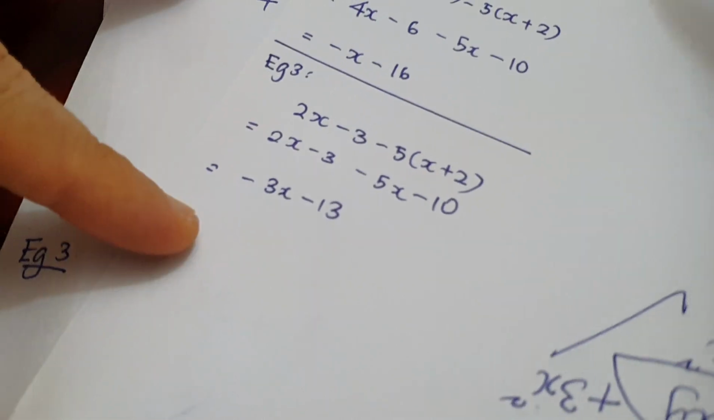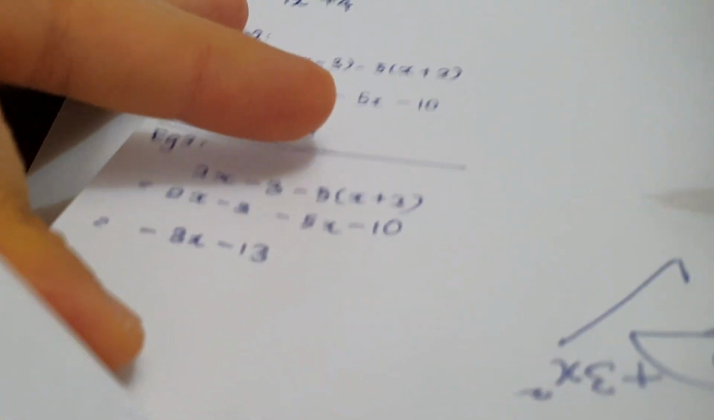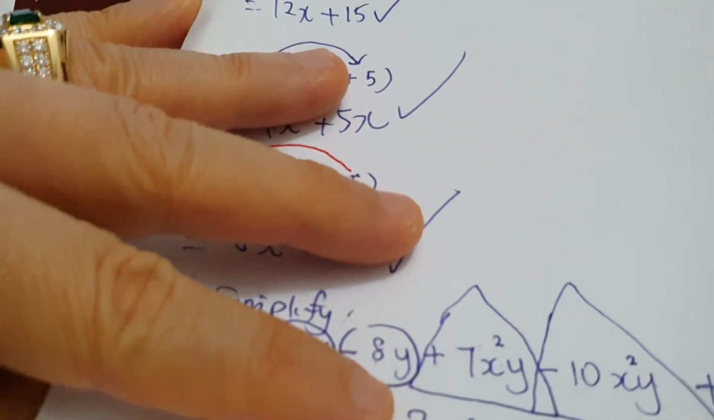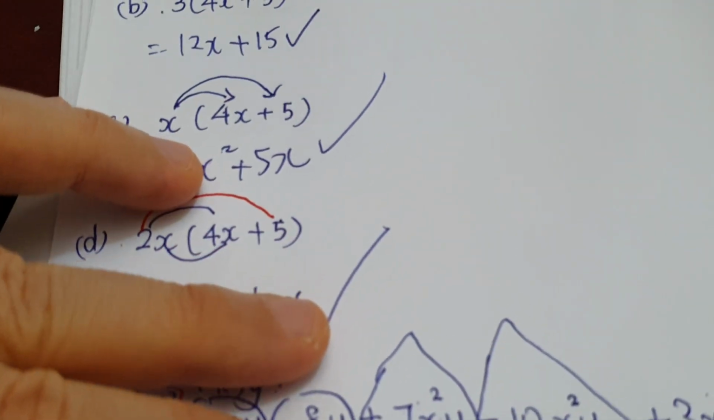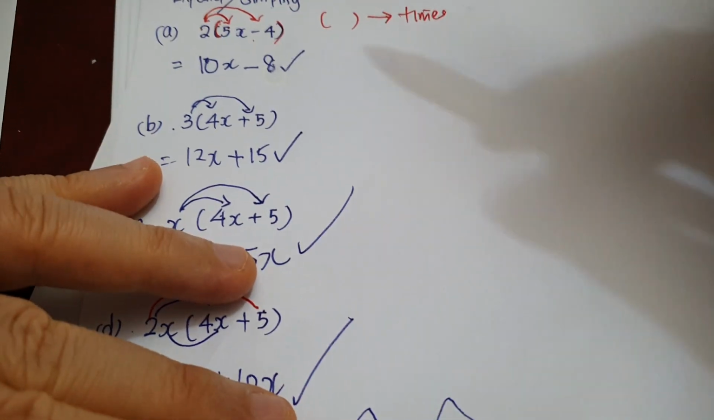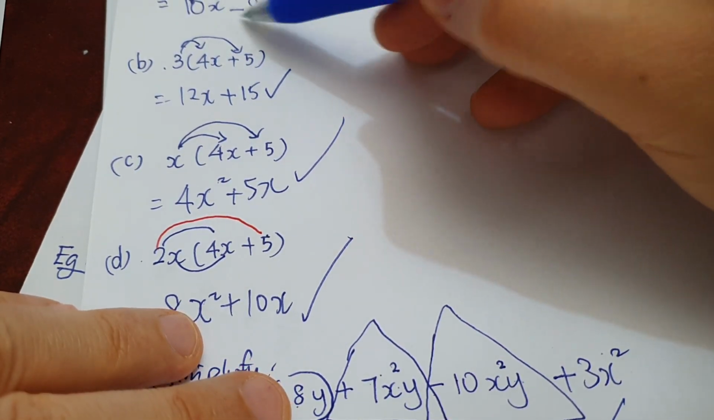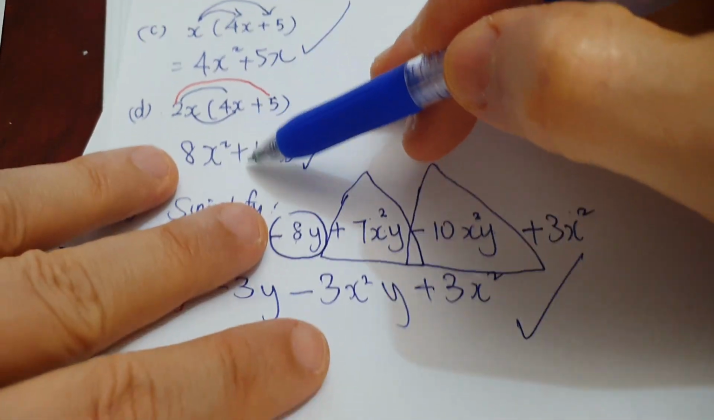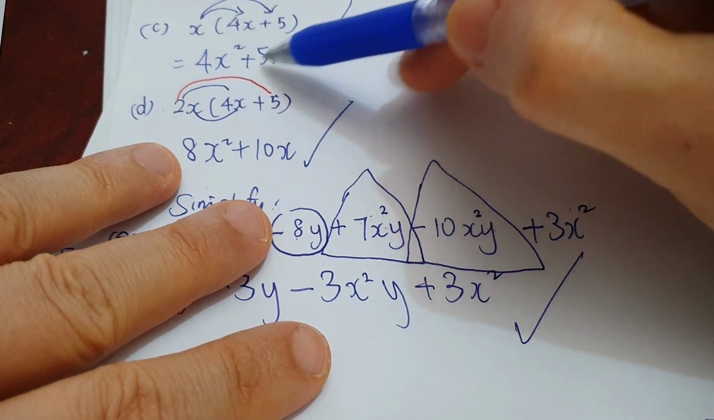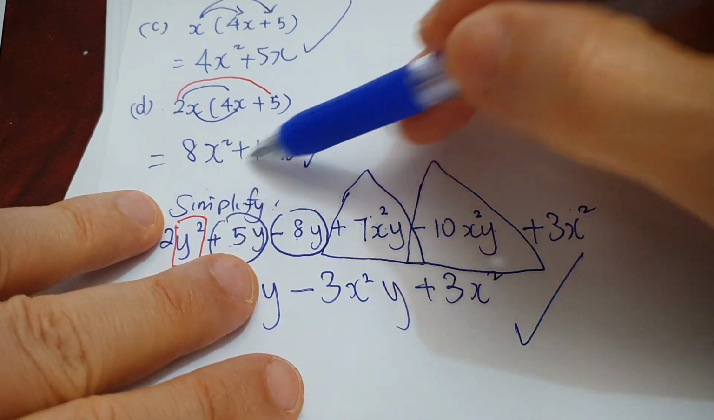Alright, now we will do another 3 more questions, simplifying one. Now just now in the previous video I only asked you to expand this. So you just expand, and then because you cannot combine the x term and the number term together, that is your final answer. You cannot combine the x square and the 5x together, so that's your final answer.